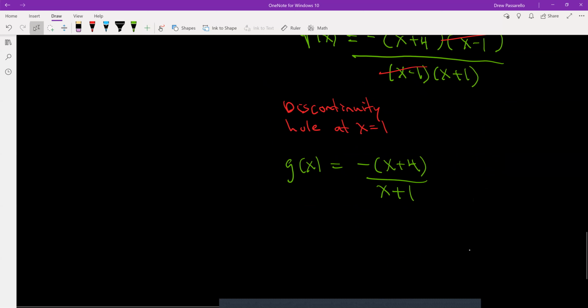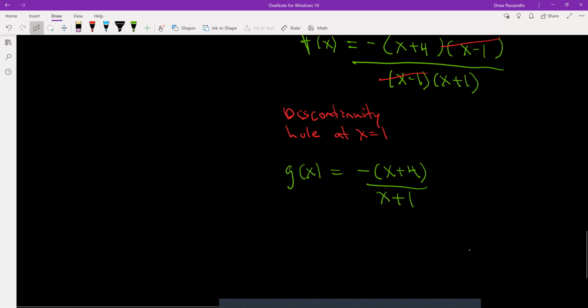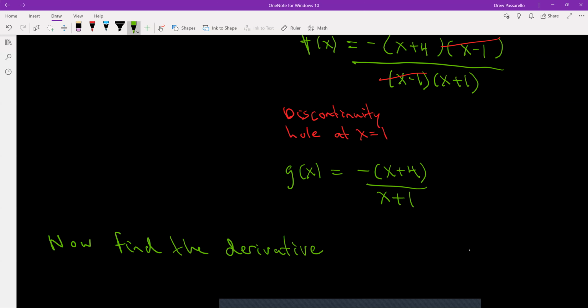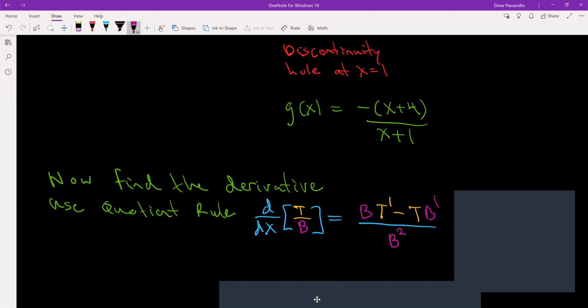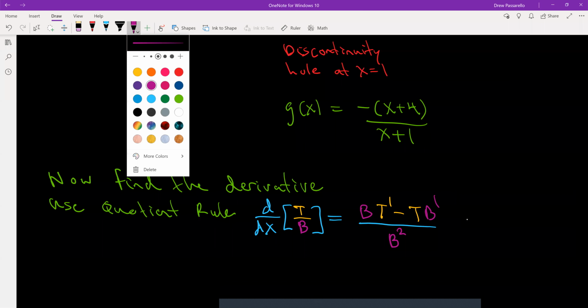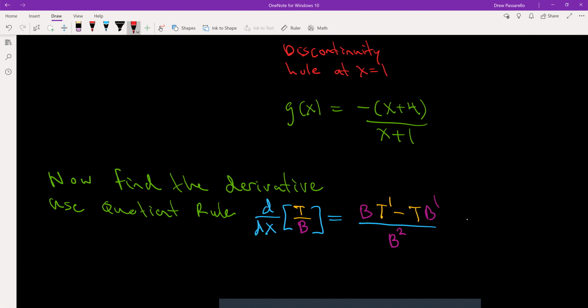So now I'm going to go ahead and find the derivative. And I have a fraction, so I'm going to use the product or quotient rule. So I'm going to pause it and write the quotient rule real quick. All right, so this is the quotient rule. I just want to comment that there is that discontinuity at x equals 1 because there's a hole; this is a removable discontinuity.